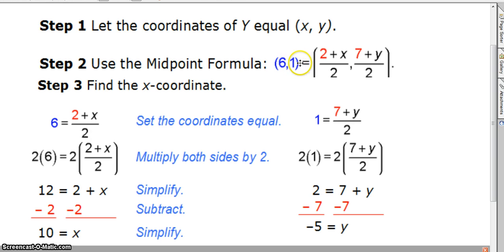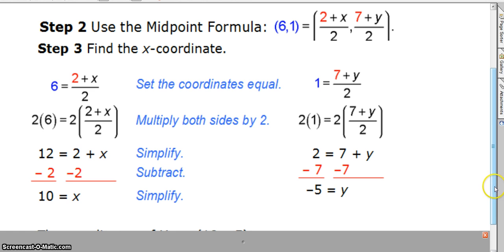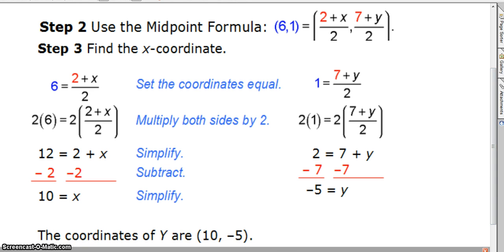Okay, and let's walk through this for the y coordinate. If y is 1 in the midpoint, then 7 plus something when divided by 2 gives us 1. So this is what it looks like, right? 7 plus what when divided by 2 gives us 1? Well, we can simply isolate the y by multiplying both sides by 2, which is done here. And then we have a simple equation where we can subtract 7, and the unknown was -5. So the coordinates of endpoint y are going to be 10, -5.